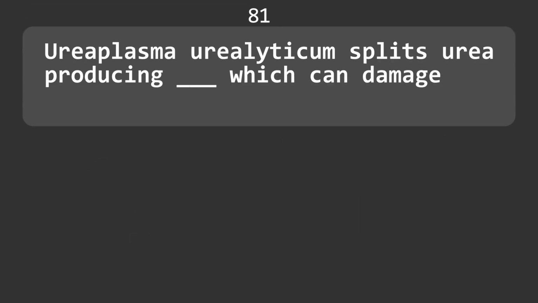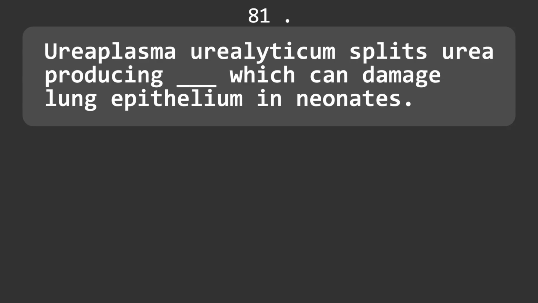Ureaplasma urealyticum splits urea producing ammonia, which can damage lung epithelium in neonates.